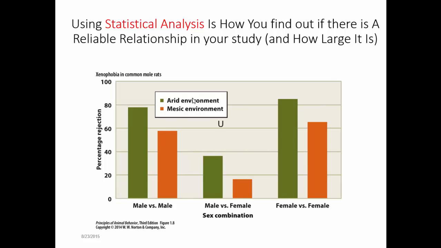The second prediction was that there's going to be decreased xenophobia when it's an opposite sex encounter. And you can clearly see that is the case. When it was male versus female, there was less xenophobia, presumably because they might potentially want to mate with them. Because the opposite sex is not just a threat to your resources, they themselves are a potential resource. They represent an opportunity, not just a threat.